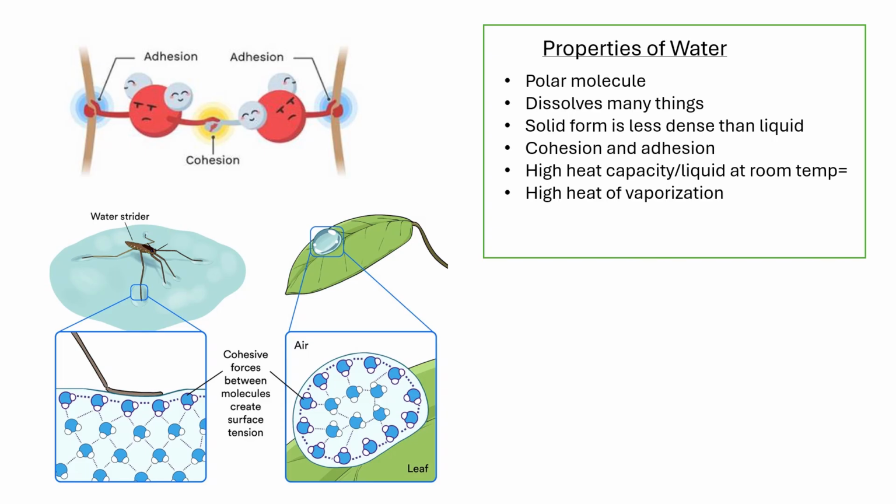You can see a water strider is able to be on top of water because of the cohesive forces between the molecules. Water droplets are also formed because of the cohesive forces between those molecules. They're pulling towards each other, and that's what creates this rounded water drop.